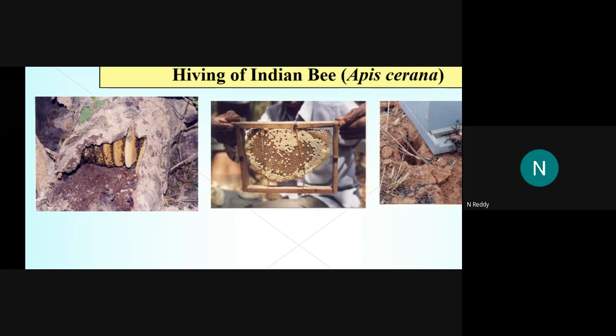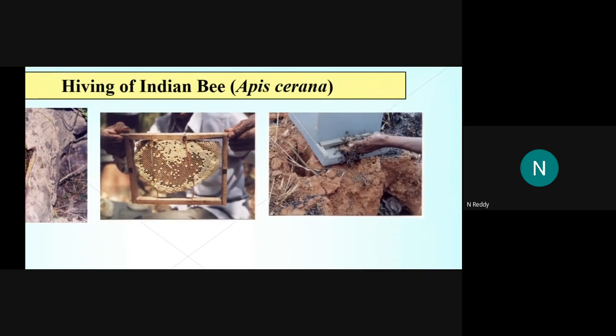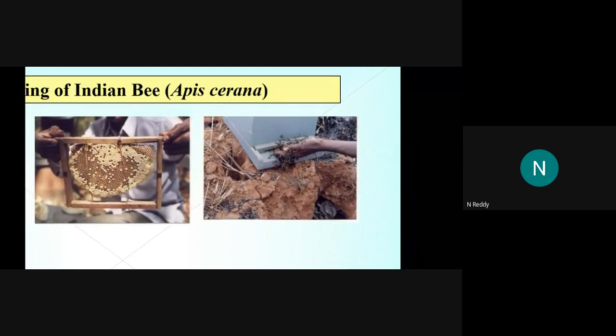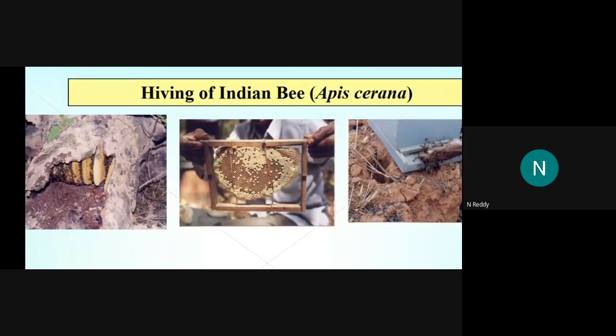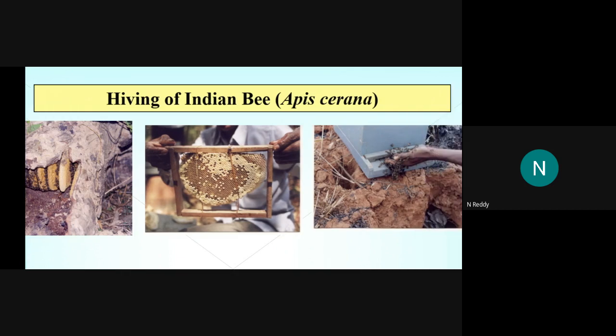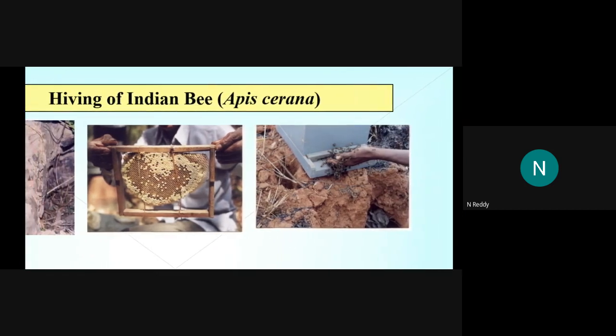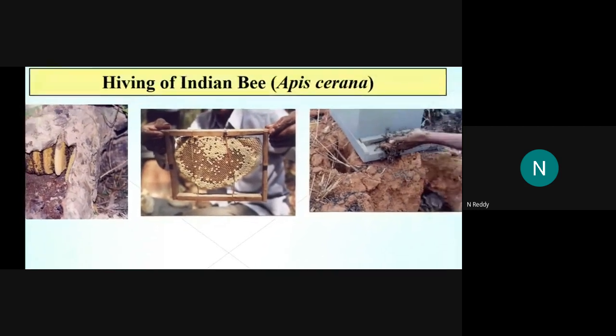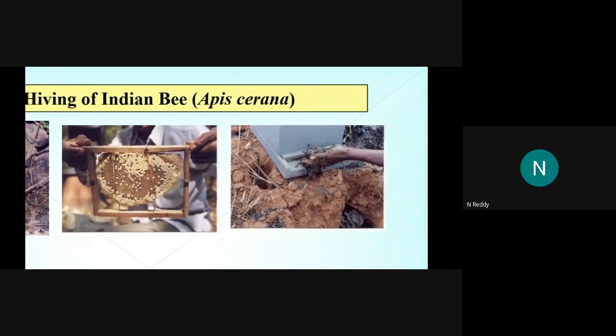Otherwise, if we use plastic threads, they must be removed by the beekeeper at the right time, maybe after 4 or 5 days of hiving. And like this, all the available combs are tied to the frames available in the box, kept inside the box, and later these bees are taken and transferred into the hive.